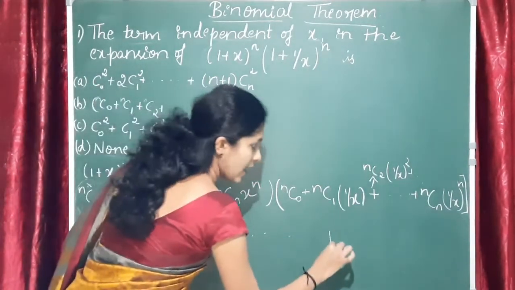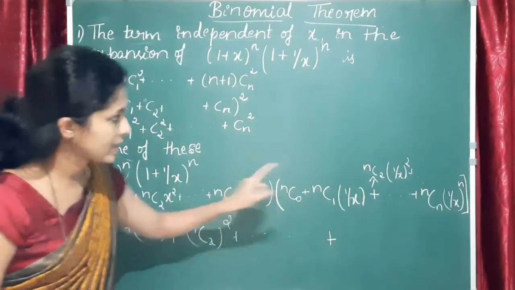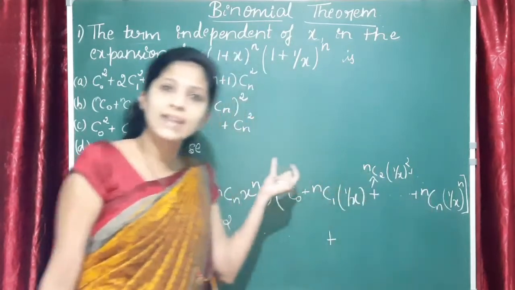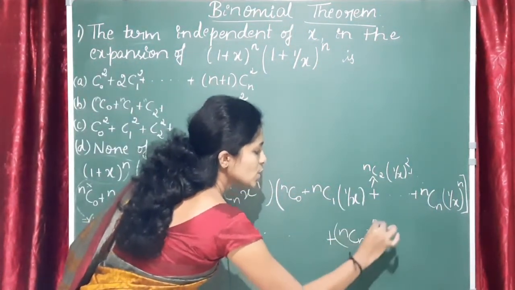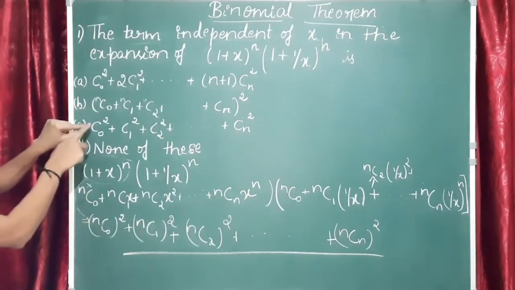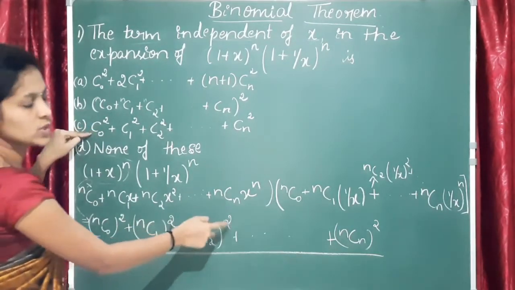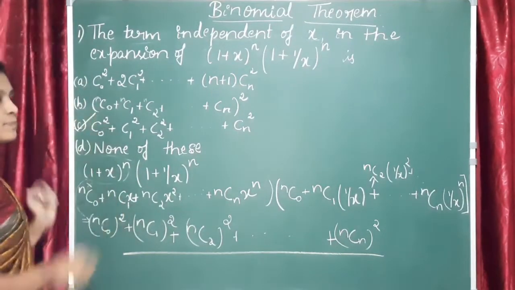Plus, similarly, the last term will be NCn x to the power n, NCn (1 by x) whole to the power n. So x to the power n and x to the power n will get cancelled, giving NCn whole square. Is it clear? So now which option? As I told you, the n is not written: C0 square plus C1 square plus C2 square, and the last term will be Cn square. So it is option C. Is it clear?